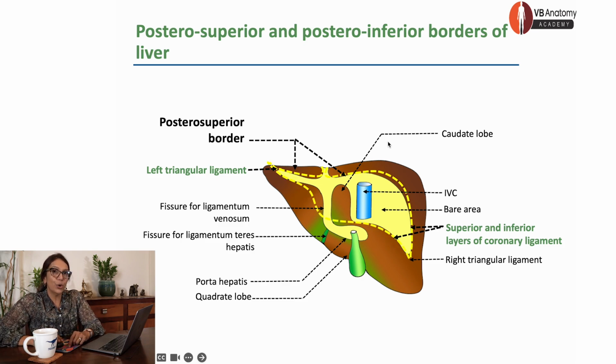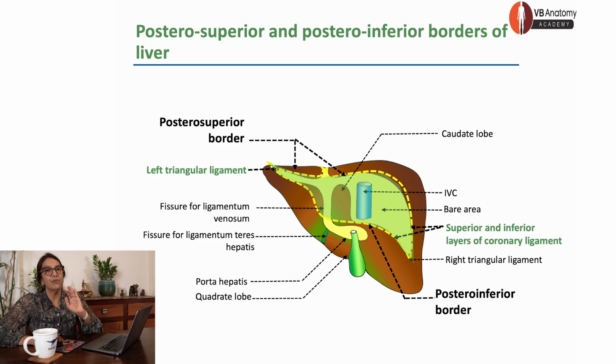Similarly, you will find a border extending from the right triangular ligament just above the porta hepatis, along the ligamentum venosum, onto the left triangular. This border is the posterior-inferior border of liver. And the surface between the two is the posterior surface of liver. You have to understand this because posterior surface is very important.